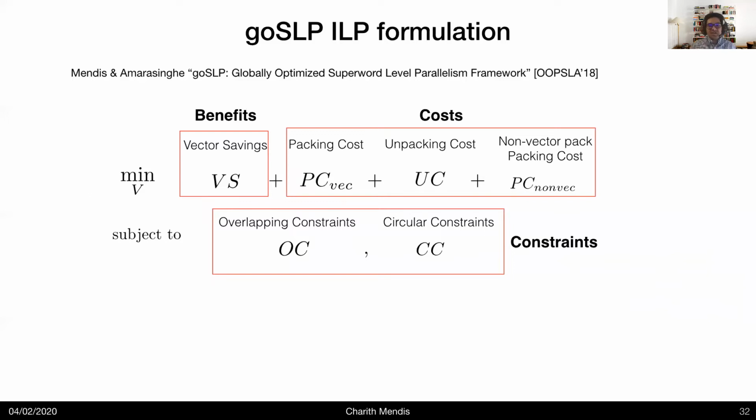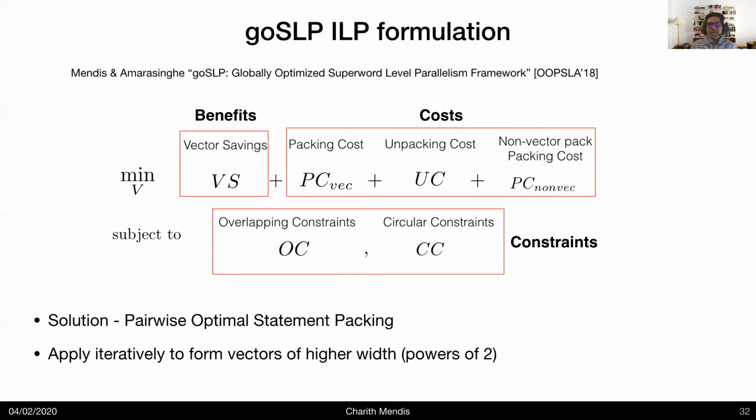One of those constraints is that a particular statement cannot be part of two vector packs. And we formulate this problem for two statements at a time, arriving at a pairwise optimal statement packing, and we iteratively apply this procedure to cover the entire vector width of the machine.